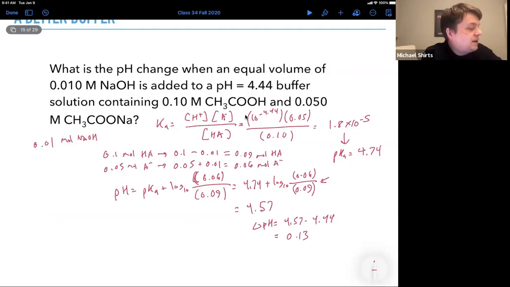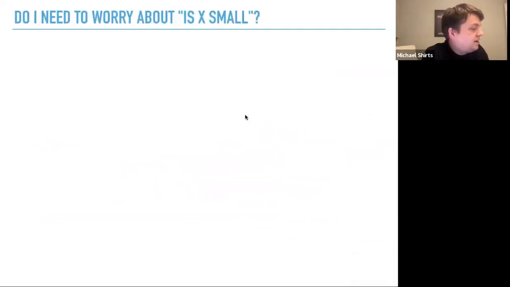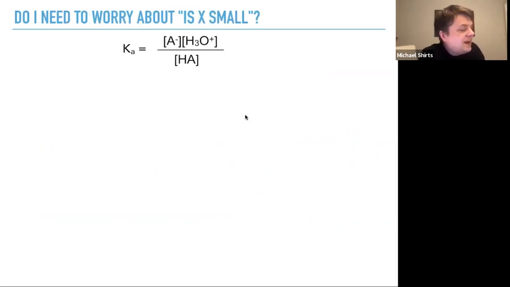Let's use Henderson-Hasselbalch and, oh yeah, do I need to worry about x is small? This is a point that's raised in the book. And so this is the Ka. So when do you need to worry about whether x is small?